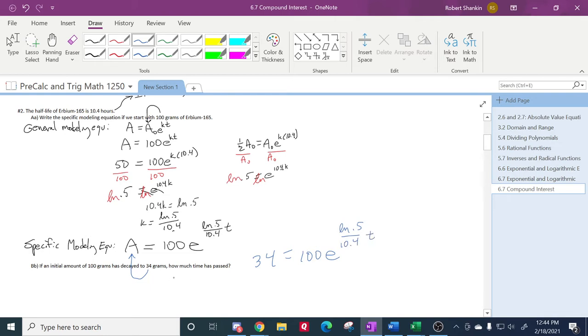Now, this same thing could have been accomplished if they would have not told us 100 grams and 34 grams, but they had said 34% of the original material remains. How much time has passed? Because we'd have gotten the same thing here. First step, divide by 100, and we'd have gotten the 0.34.